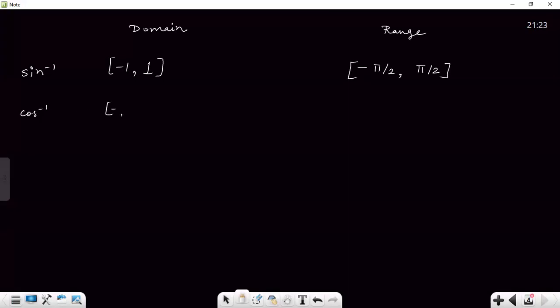Cos inverse, it is the same. π/2 is 90 degrees. For tan inverse, there is something unique here. All the real numbers are the domain for tan inverse. And the range is the same.